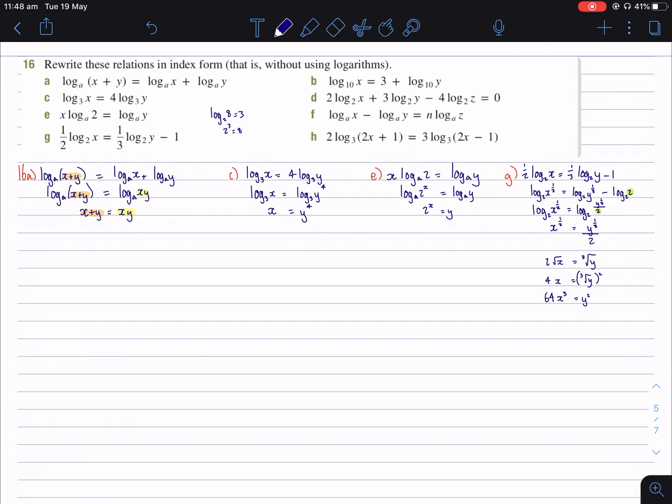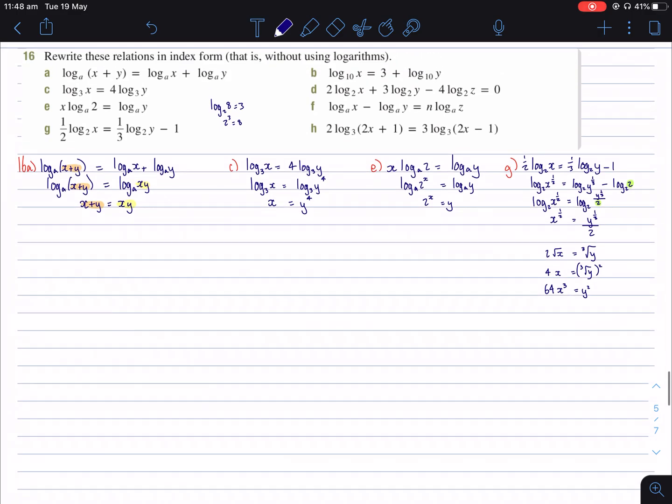When I say I only did that to get the answer, I only did that because I'm looking at the answers in the back of the book and it's showing me this. So I just wanted to show you how you got there from this, which is where I would have left it.